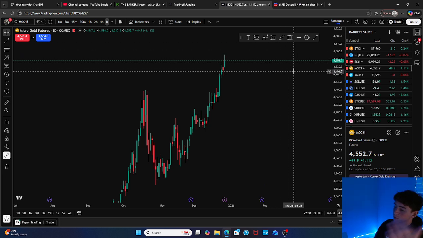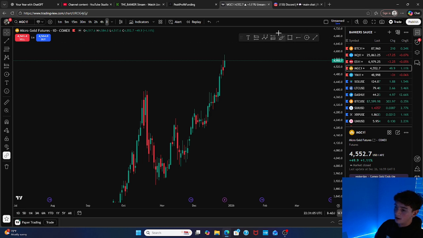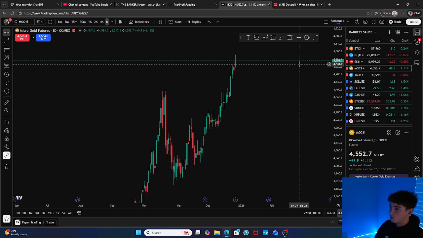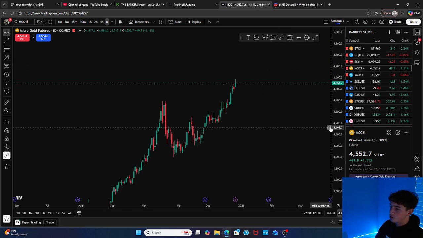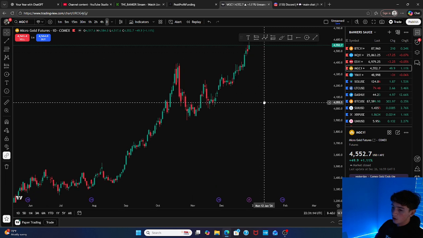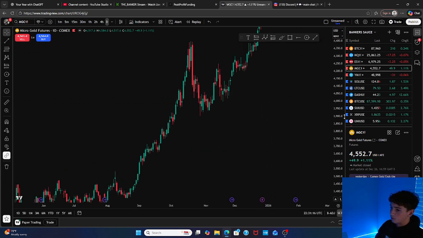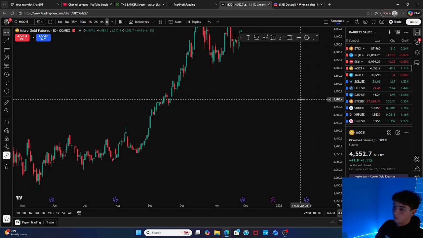So pretty much what order blocks are is a move up or a move down before you get a bigger push. Pretty much what that indicates is that's where institutions are putting a lot of their large money. So us as day traders, retail traders, obviously we're going to want to trade with the banks, getting in when they're getting in and getting out when they're getting out.